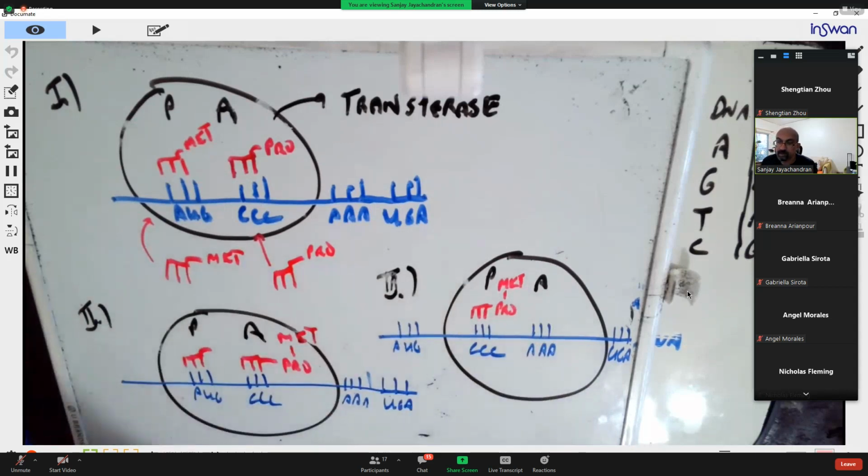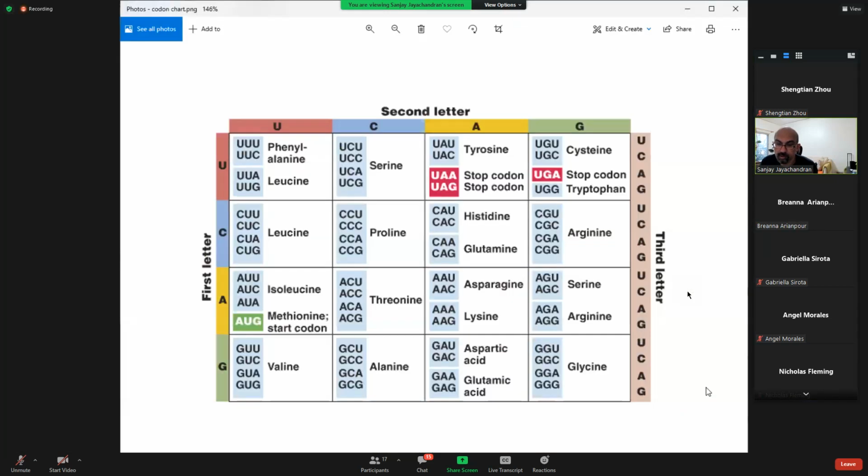What is AAA code for? So we're going to go look at AAA. What is AAA code for? TTT. Oh, sorry. No, go ahead. Which amino acid? Lysine. So I'm going to abbreviate this LYS.